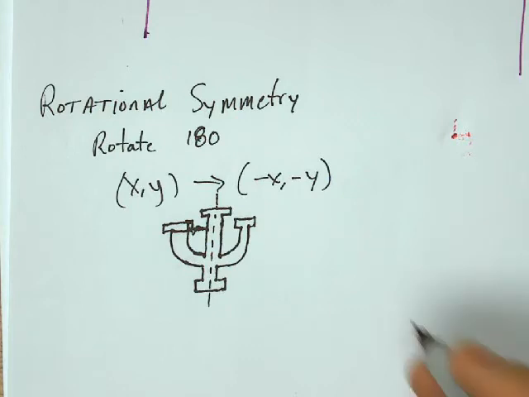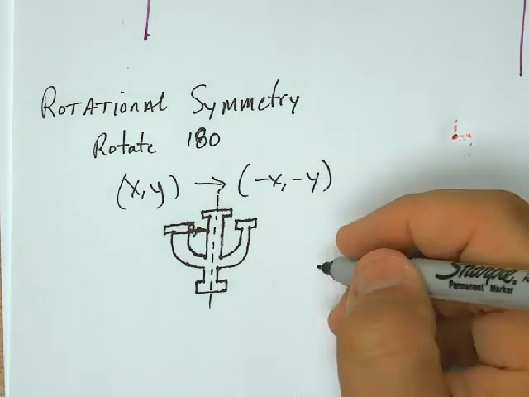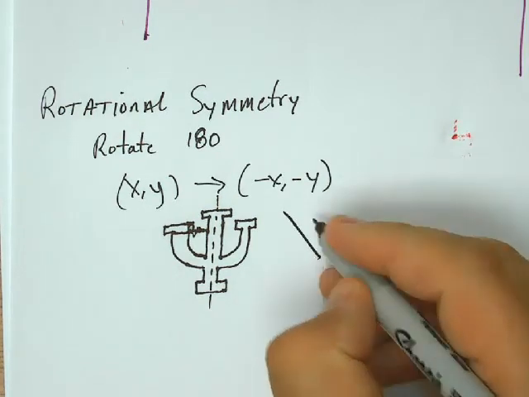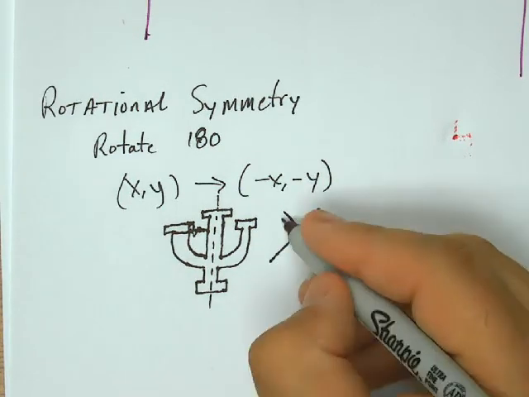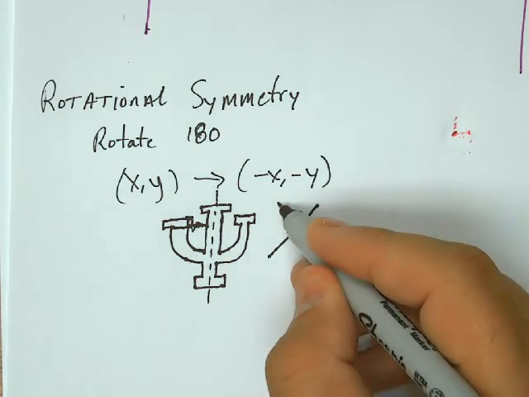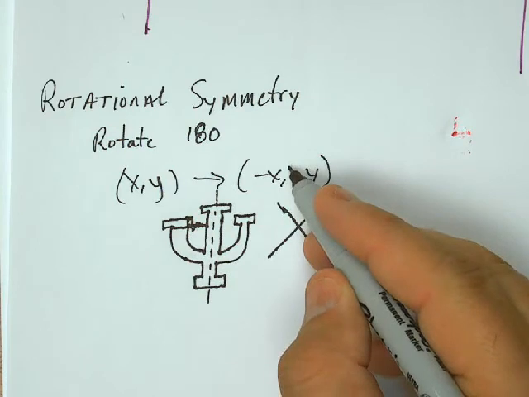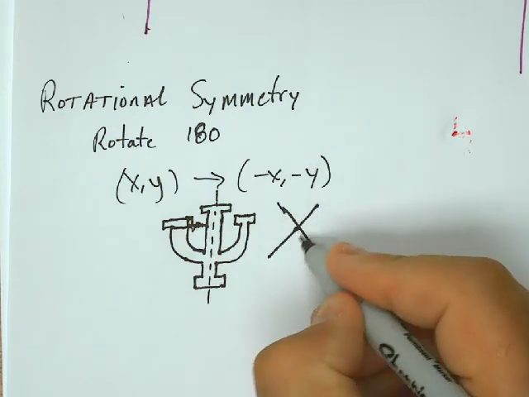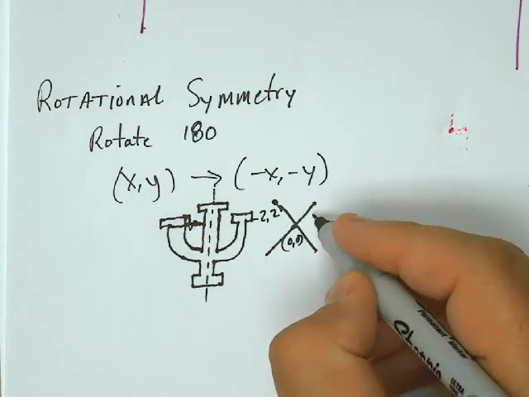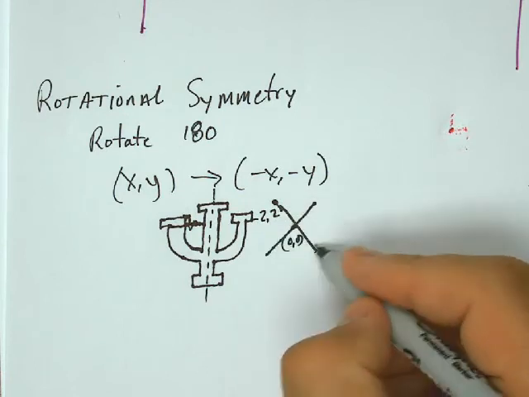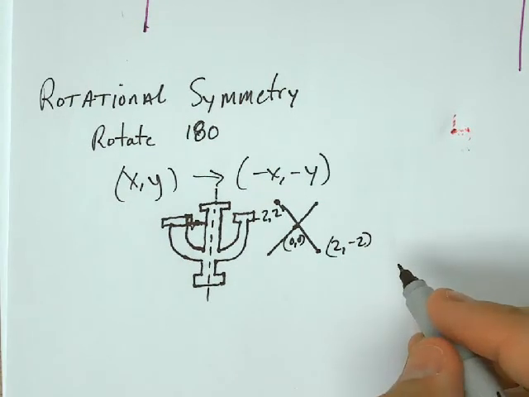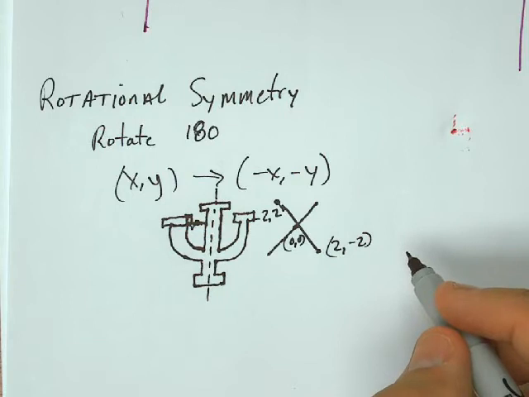Okay, but if we had, let's say, an X, would that have rotational symmetry? Yeah. And so you can apply the rule if it's on a grid. So let's say that this is at the origin, 0, 0, and this is at negative 2, positive 2. If we rotate it all the way around, then this point down here becomes positive 2, negative 2. Right? You remember us talking about that?